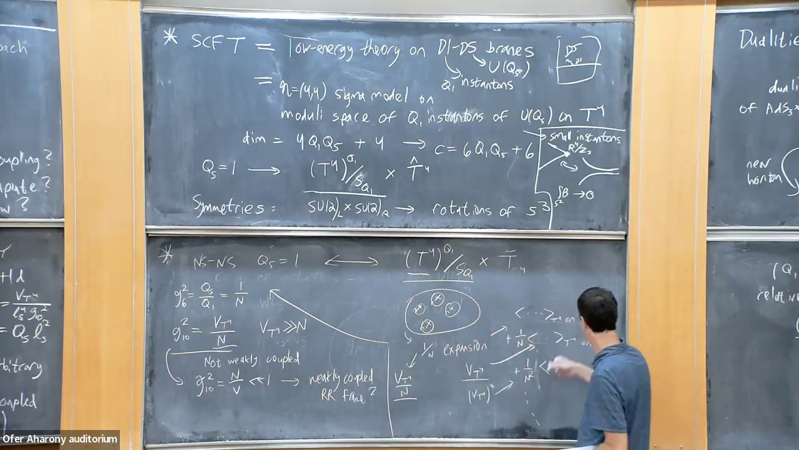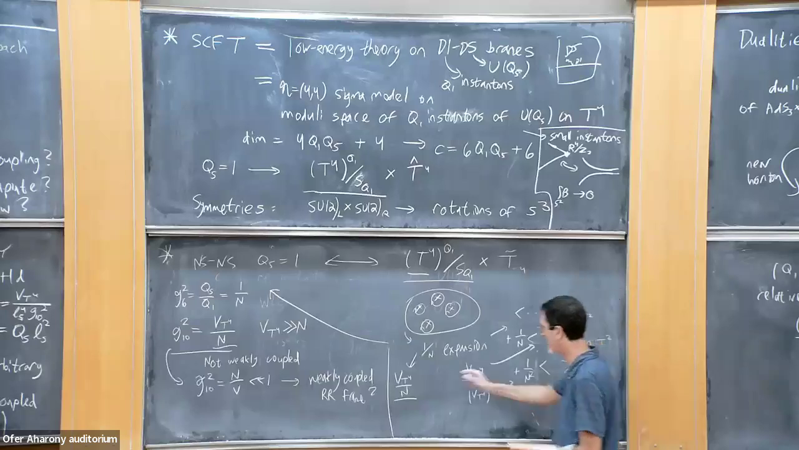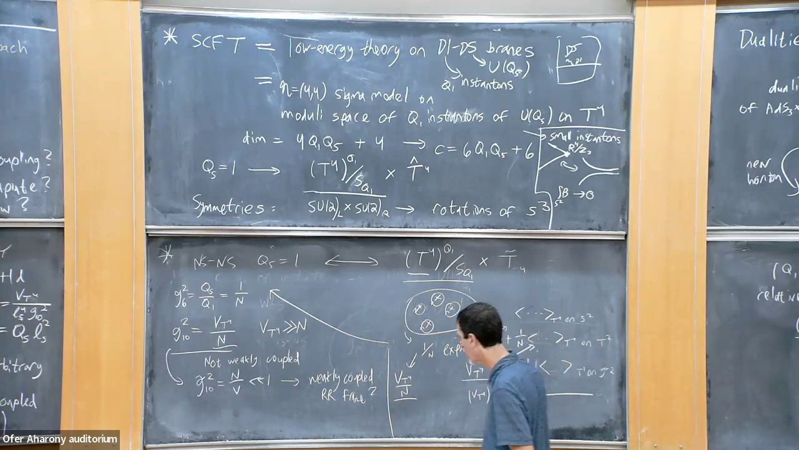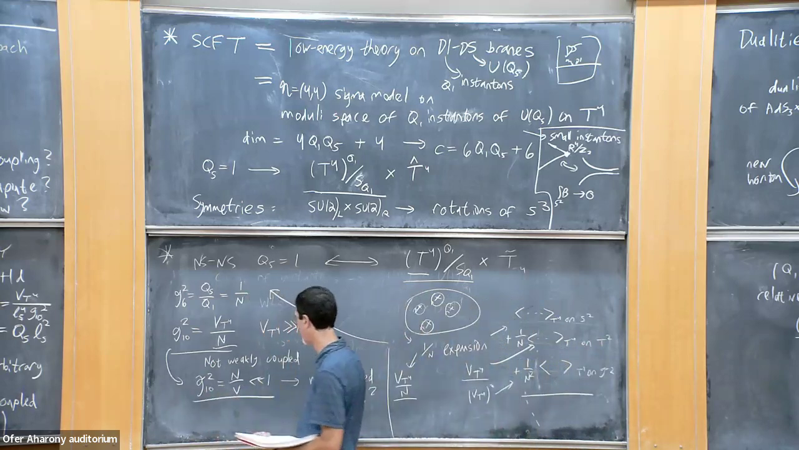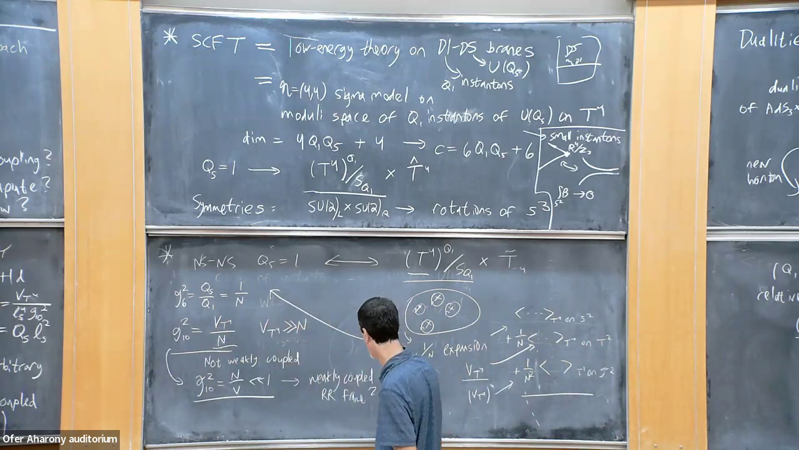So even though higher genera dominate, this expansion in the genera is always truncated at some finite genus, and there's no actual expansion in n over v of the correlation functions. So how is that consistent with the string theory side, where naively we can take the Ramon-Ramon coupling to be as small as we want?